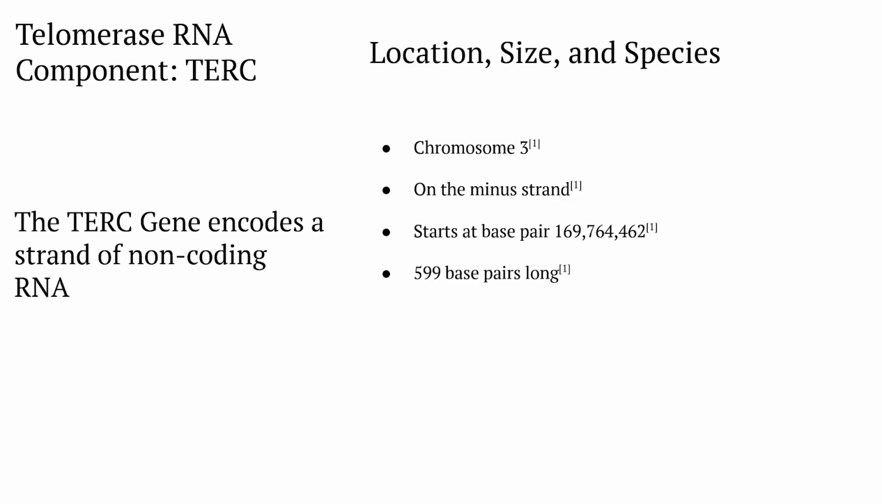Location, size, and species. Telomerase and TERC occur in lots of eukaryotes, from yeast to fruit flies and all the way to humans. We'll be focusing on how TERC presents itself in humans for this presentation. TERC in humans is located on the minus strand of chromosome 3, starting at base pair 169,764,462, with a total length of 599 base pairs. The genes that encode other parts of telomerase, again, the largest structure in which HTR appears, are all on other chromosomes.